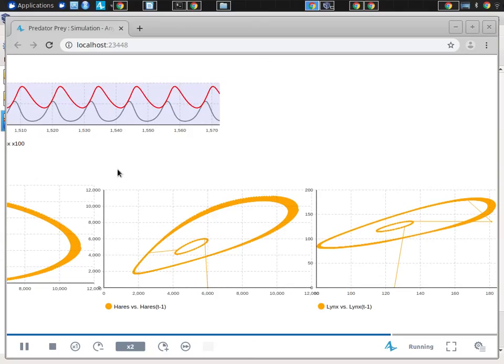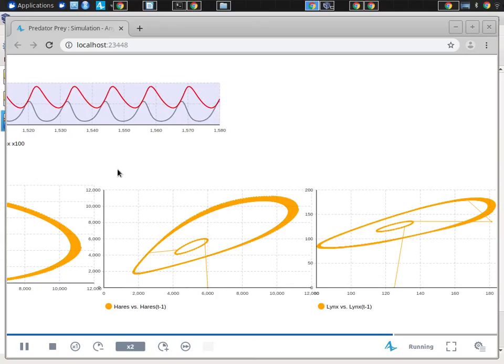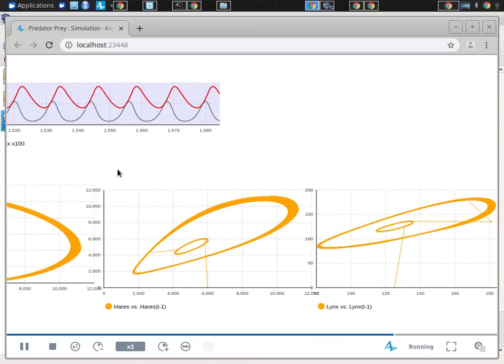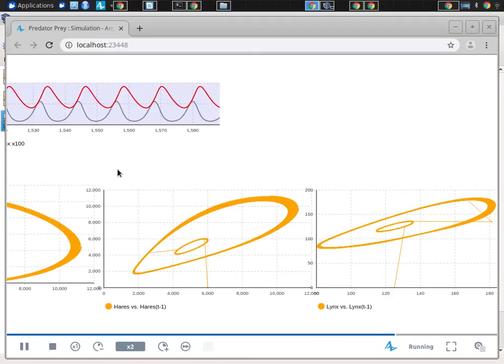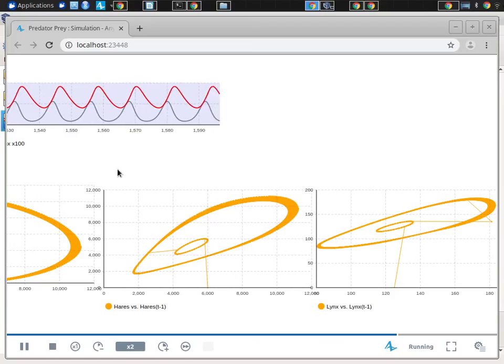You may then aspire to build a model of that system, but this doesn't require any sort of model. This is purely an empirical phenomenon that is rooted in provable mathematics.